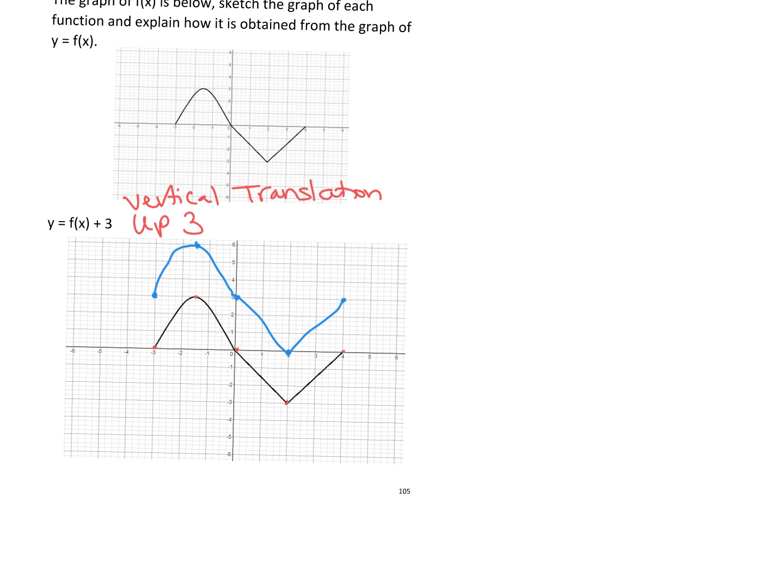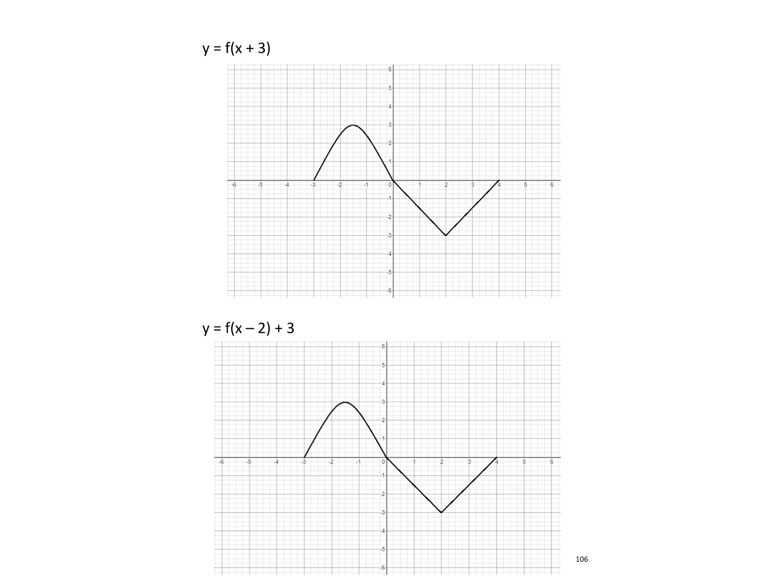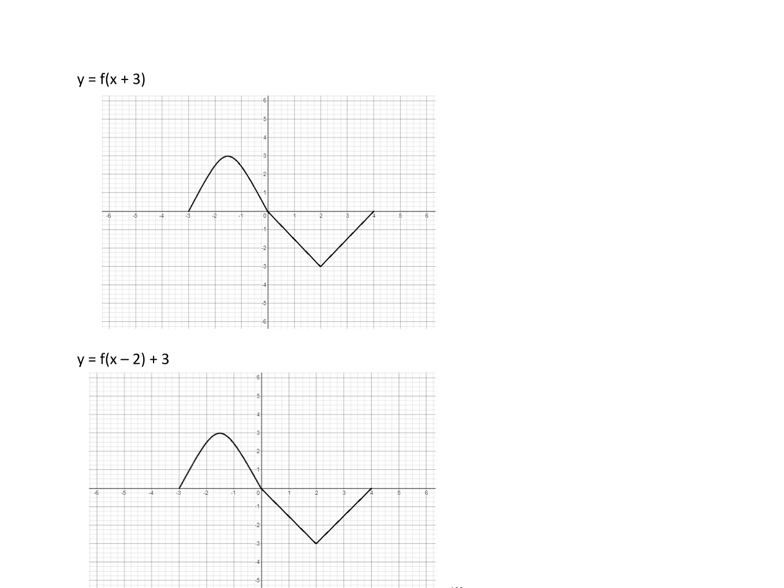Okay, so let's try this one where we're going to go to the left 3. So remember, if it's in parentheses and it's a positive, it will move it to the left. If it's a negative, it's going to move it to the right. It's kind of counterintuitive. So I would do the same thing. I'm going to take my few ordered pairs and move them to the left 3.